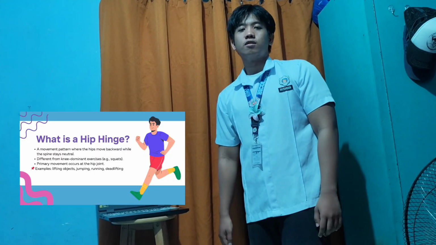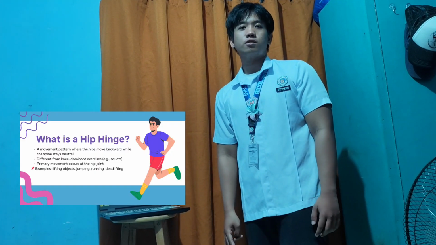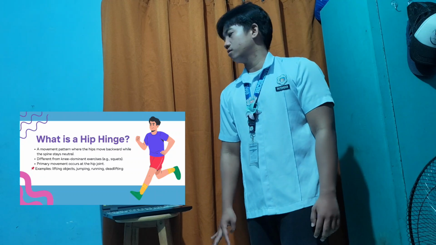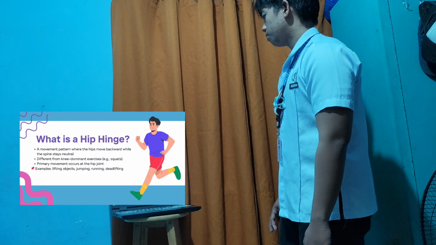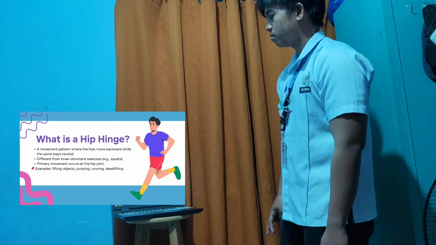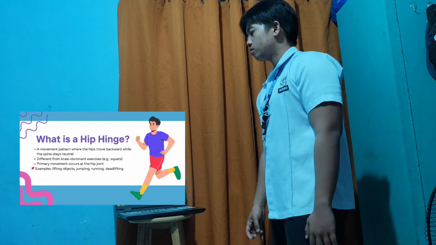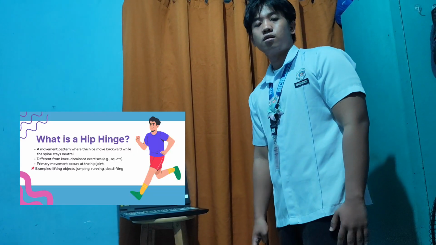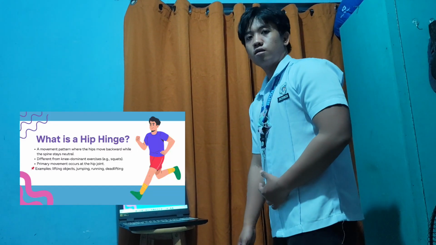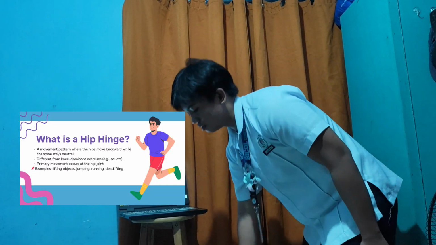It is different from knee dominant exercises such as squats. And lastly, primary movement occurs at the hip joint. Examples, lifting objects. So a hip hinge occurs when doing simple things such as lifting objects, just like this.